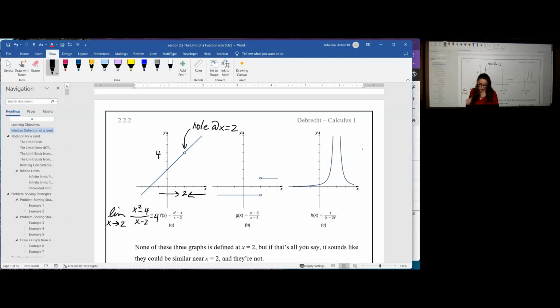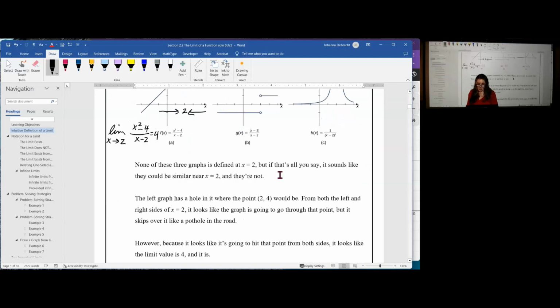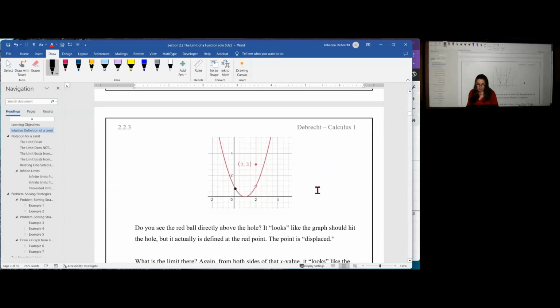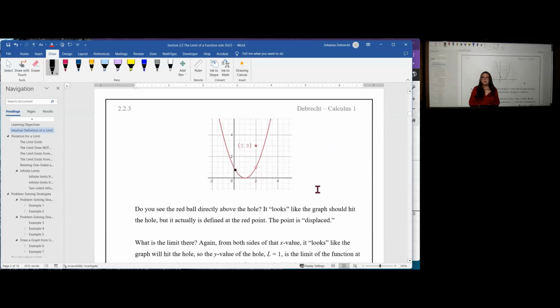Now let's move on and talk about another type of function where the limit does exist, but the function also exists. This is called a displaced point. This does not actually appear in the textbook, so I added this into the lecture notes. We have a basic parabola here that's been shifted to the right 2. So the function is quantity x minus 2 squared.